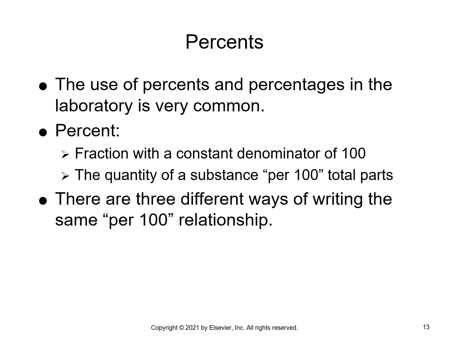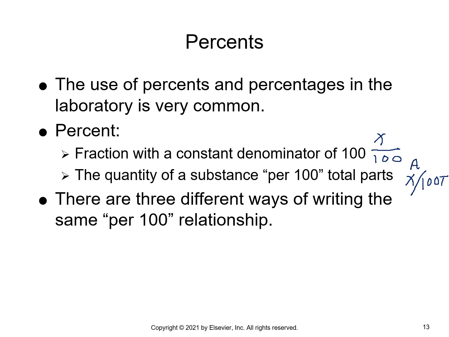Percents and percentages are used very often in the laboratory. So when we talk about a percent, that is a fraction with a constant denominator of 100. So that would be something like x over 100. And this is basically the quantity of a substance per 100 total parts. So that per 100 would be the total. So that's substance A in the total of 100.